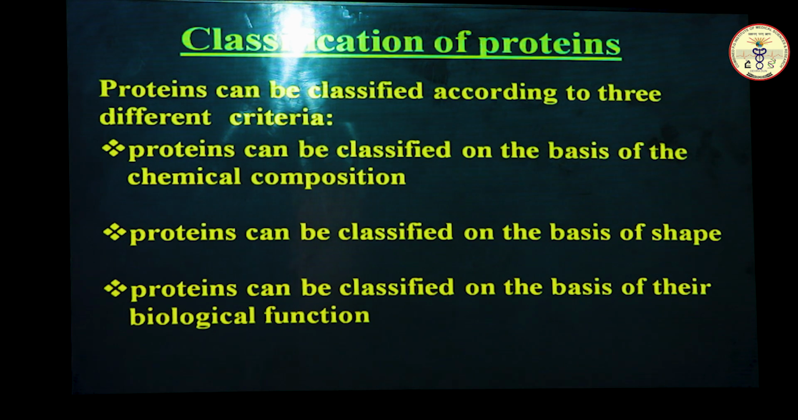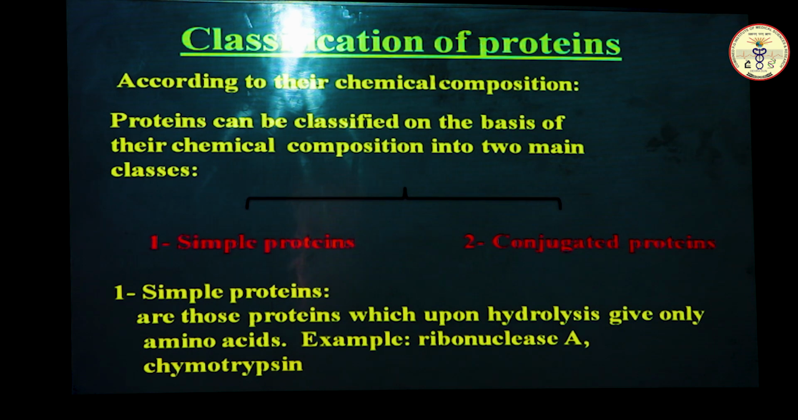Now we will talk about the classification of proteins. Proteins can be classified into 3 classes on the basis of their chemical composition. Second is the shape and third one is on their biological function. Proteins according to the chemical composition can be classified into 2 main classes. First is the simple proteins and second is the conjugated proteins.